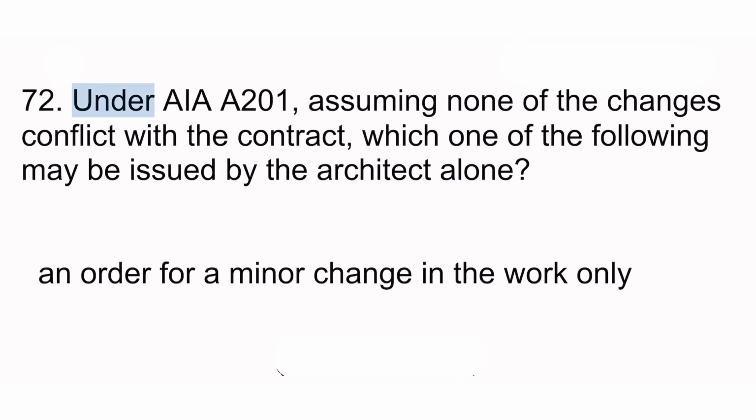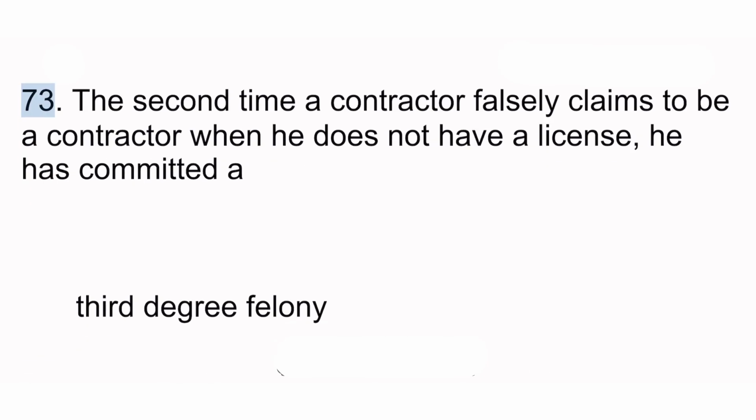72. Under AIA 201, assuming none of the changes conflict with the contract, which one of the following may be issued by the architect alone? An order for a minor change in the work only. 73. The second time a contractor falsely claims to be a contractor when he does not have a license, he has committed a third-degree felony.